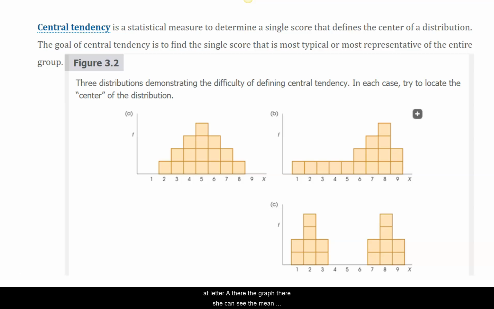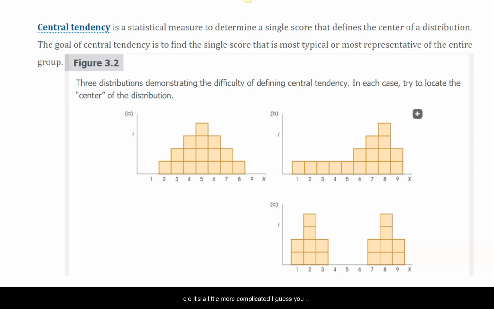So look at letter A there, the graph there. As you can see, the mean and median and mode are all the same in a normal distribution. The mode is the tallest stack, that's 5. It's also the median, which bifurcates the distribution exactly in half. And of course, the mean is 5. Well, that's easy to interpret.